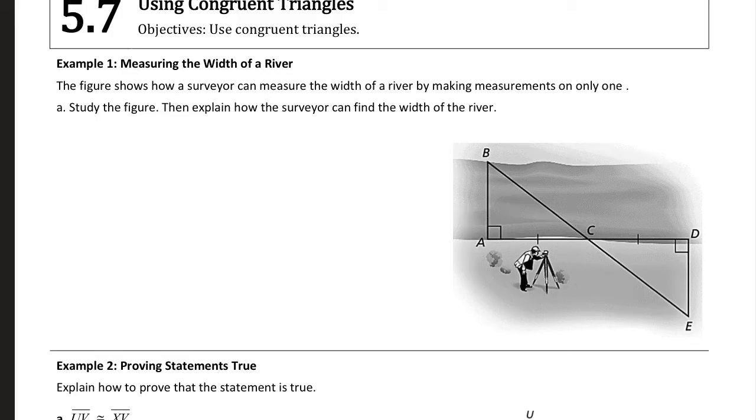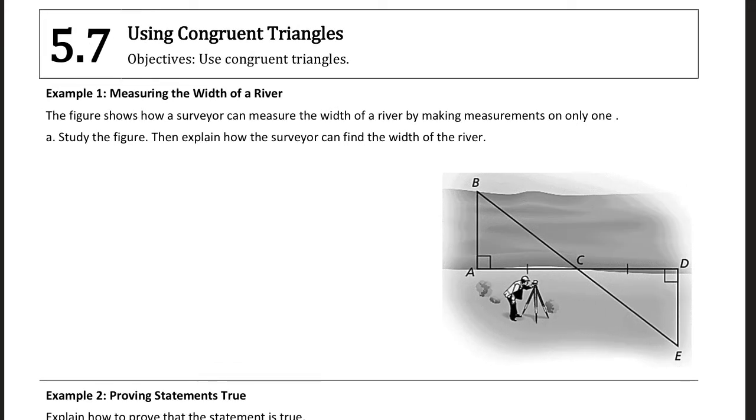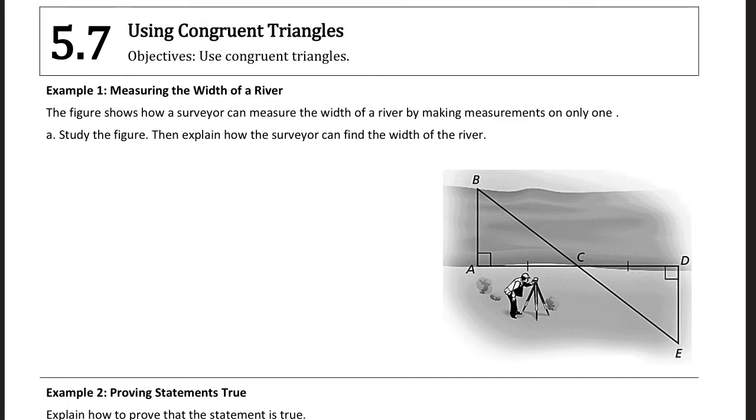Okay, so we are to the last lesson in Unit 5, and this lesson is pretty simply named Using Congruent Triangles. So what this lesson is going to do is pull together all of the triangle congruence theorems that we learned in the last few lessons, and we're going to be applying them. So for the first example, we're showing how we can use congruent shapes, congruent triangles, to find the length, or the width, sorry, of a river.